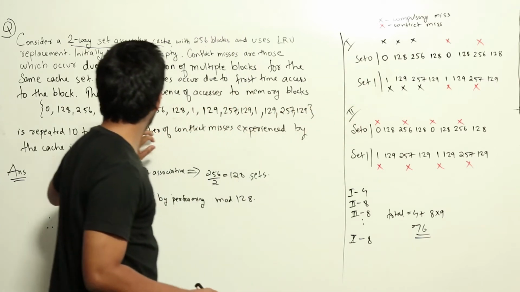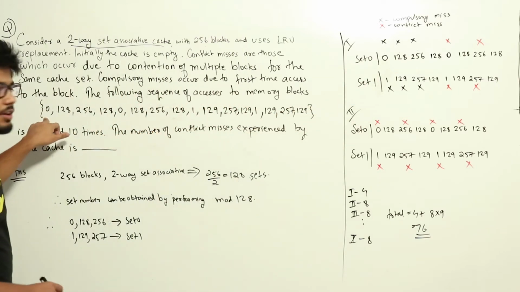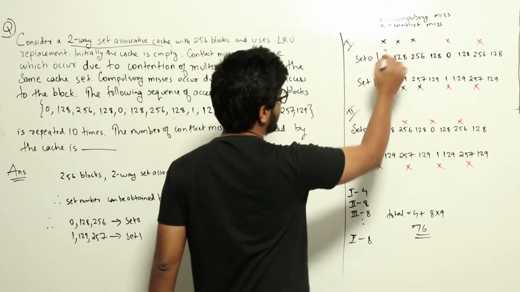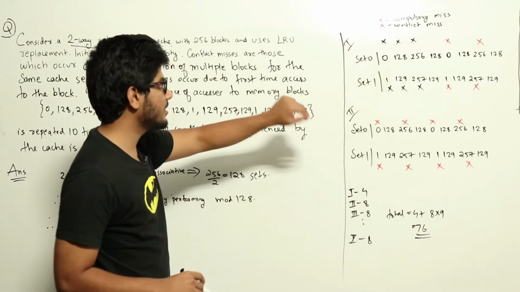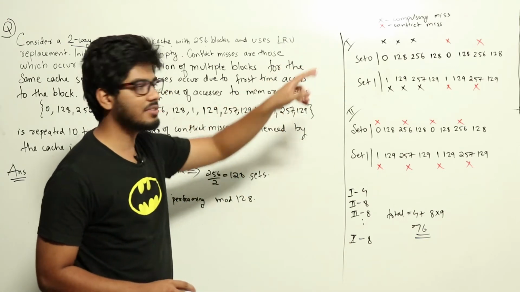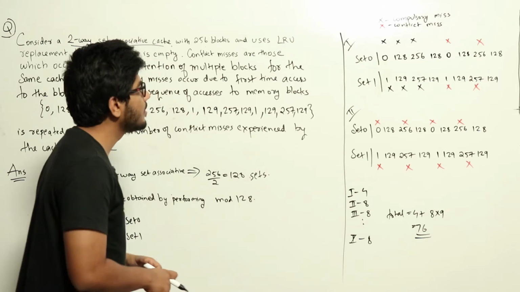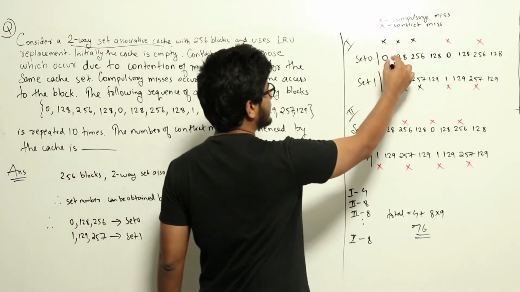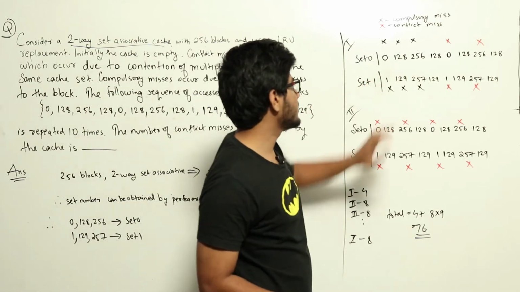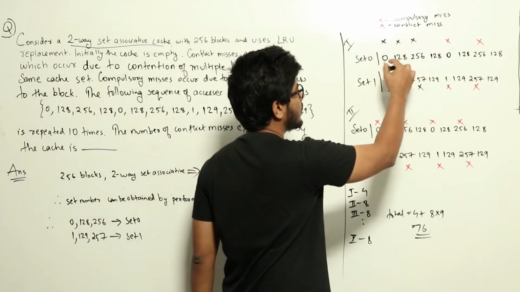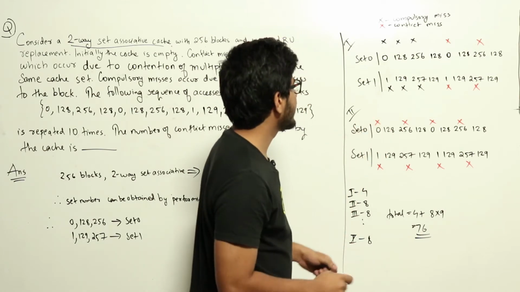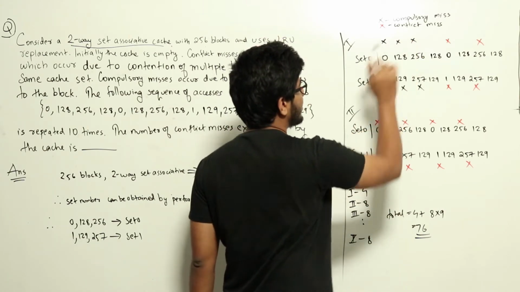Okay, so we'll start with set 0. Initially the memory access was to block 0. Now 0 goes to set 0, so we can add it directly here. We'll add 0 to the cache. Now this is the first time access, so this will be a compulsory miss. Compulsory miss means first time access to a memory block. The next one was 128. That also will be added to the cache. Now this set is full, 0 and 128. Only two blocks we can keep in any set at one time. Now these two were compulsory misses.